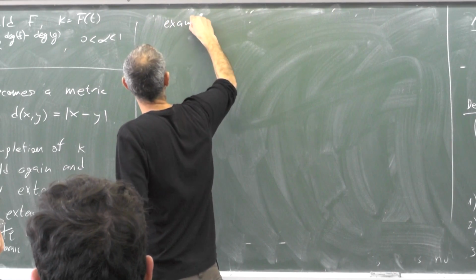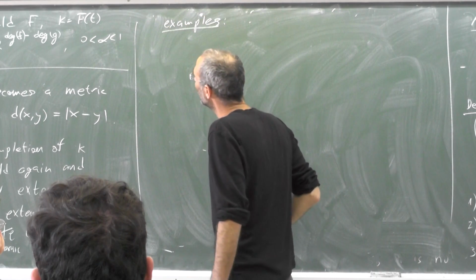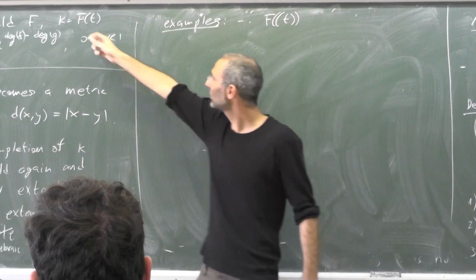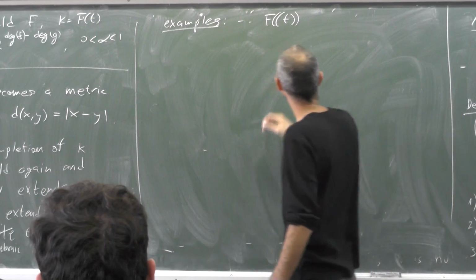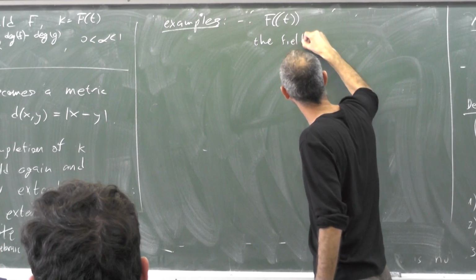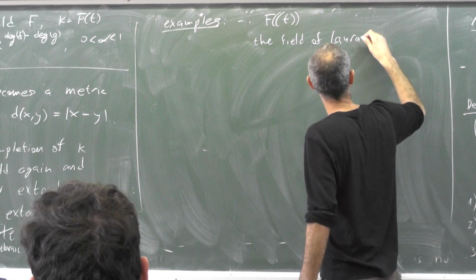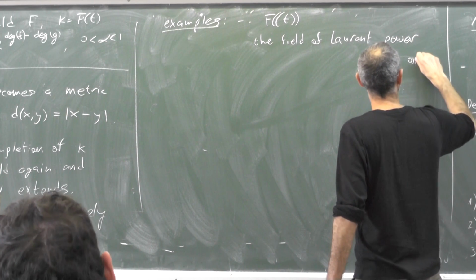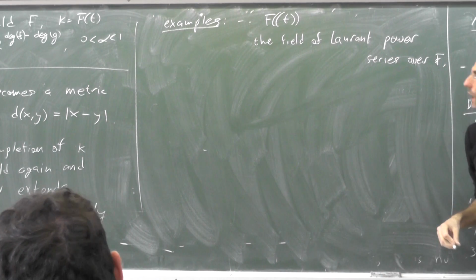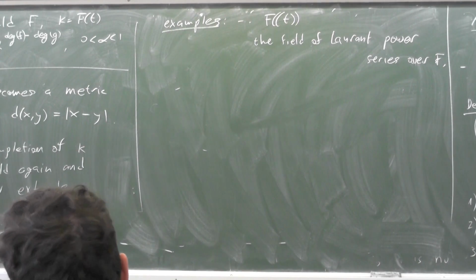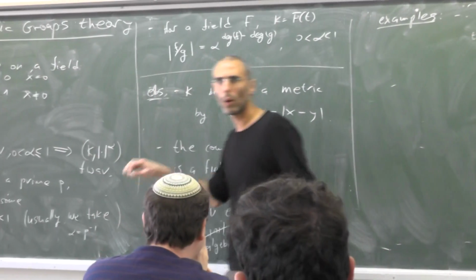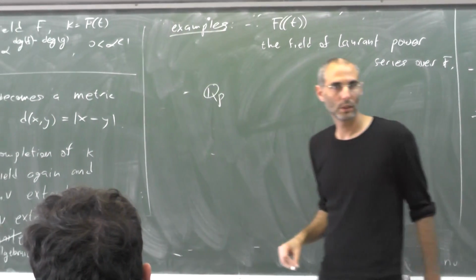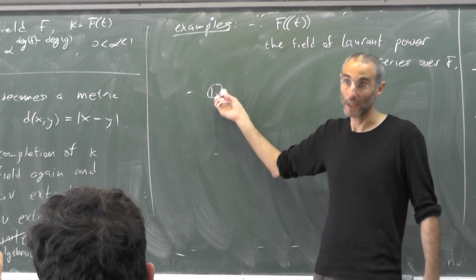So I'll give it now. The completion of this field is the field of Laurent power series over F. And the completion of Q with respect to any of those p-adic norms, they are all metrically equivalent, will be Q_p. So we have, again, the p-adic absolute value on the p-adic field.